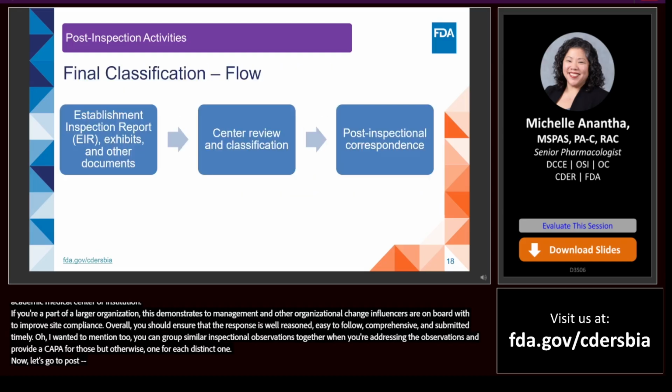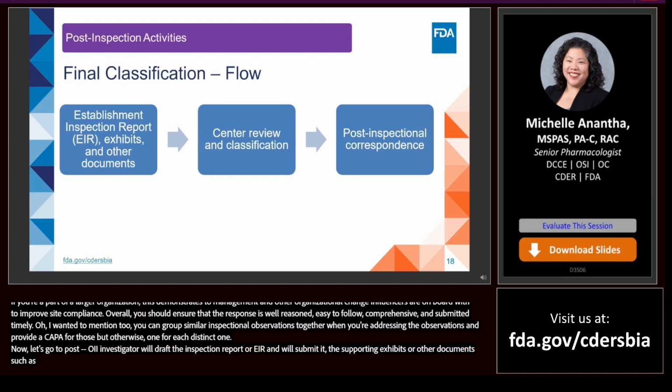The OII investigator will draft the Establishment Inspection Report, or EIR, and will submit it, the supporting exhibits, and other documents such as the 483, if it was issued, the 483 written response, and the form FDA 463A, which is an affidavit, if applicable, to the Center for Review and Classification.